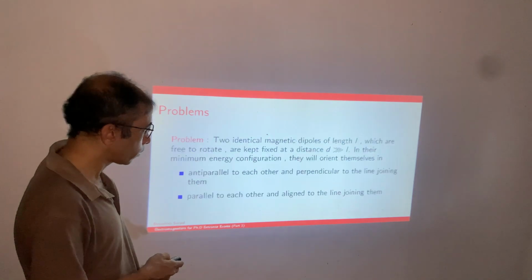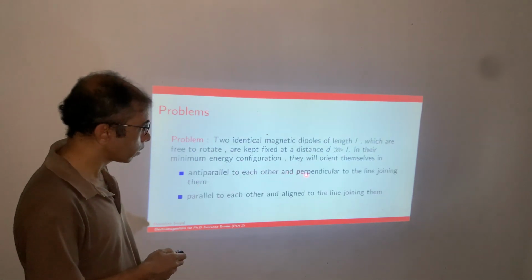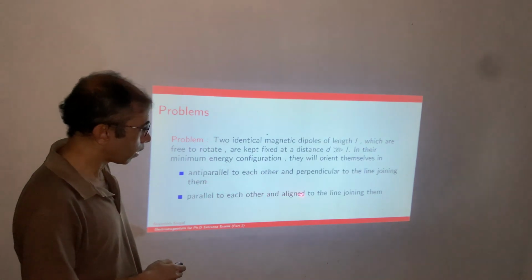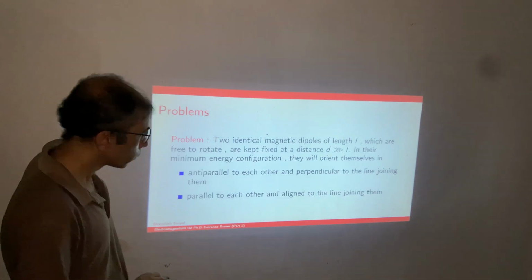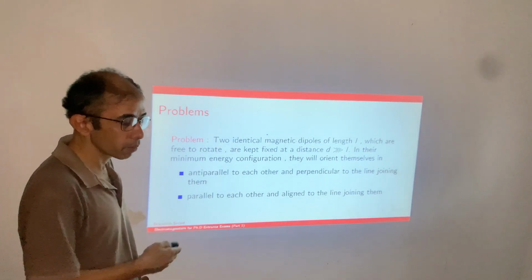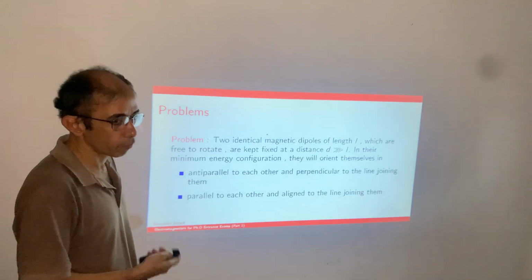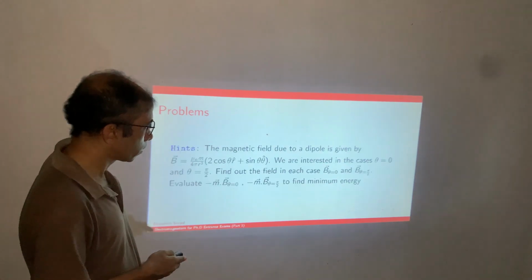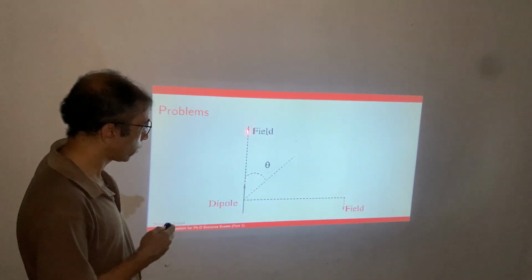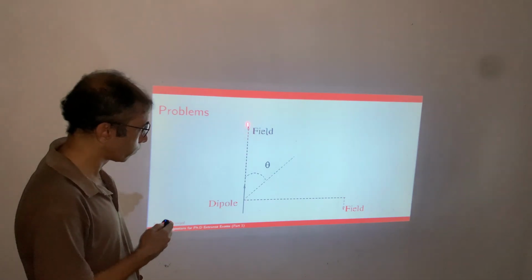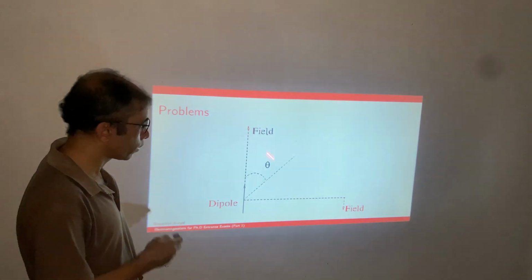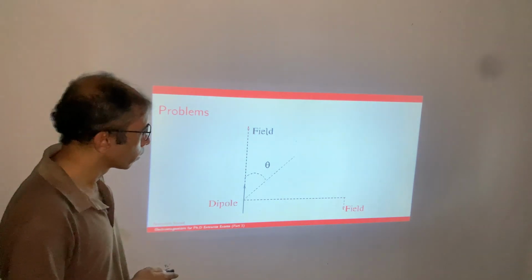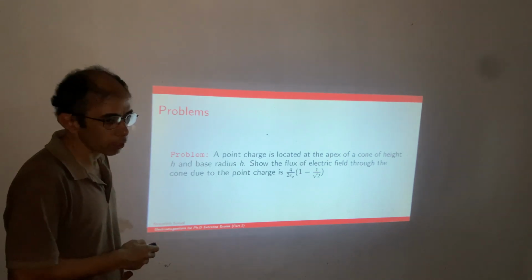That is, which of these two: anti-parallel to each other and perpendicular to the line joining them, or parallel to each other and aligned to the line joining them. The one with the minimum energy is the desired configuration. And I think it looks like this one. This one will be the desired configuration, because this one will have a lower energy than this configuration. Just check out yourself. Now we go to the next problem.